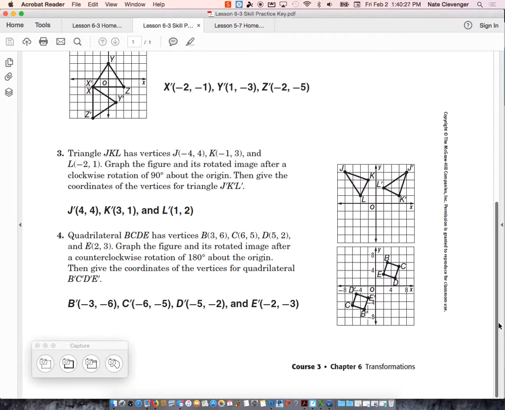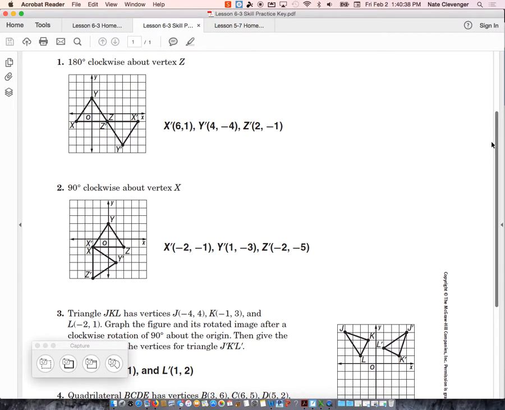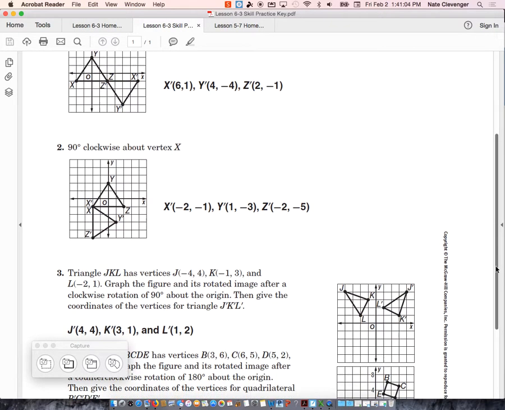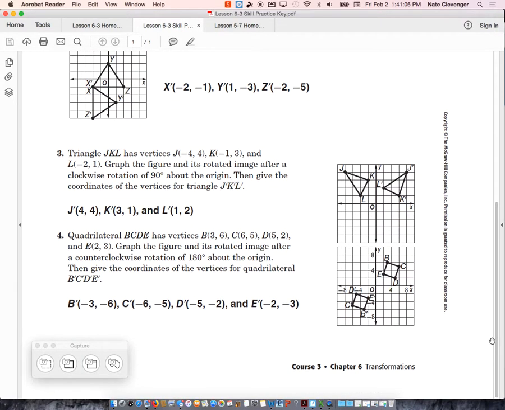Wouldn't x prime be 6, -1 on number 1? Go back up to number 1. Yeah, 6, 1. Oh, yes, Tuck, you're right. This one is not correct on here. This is supposed to be 6, -1. So go back and double check that. 17 on this page, yes, ma'am. So please double check that. I'm glad you said something because I forgot.